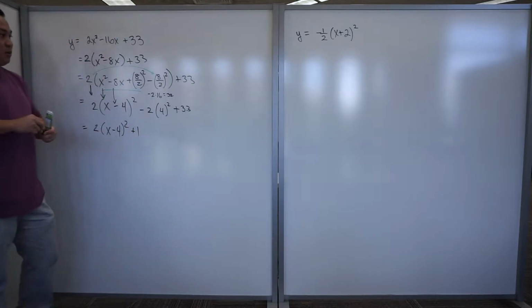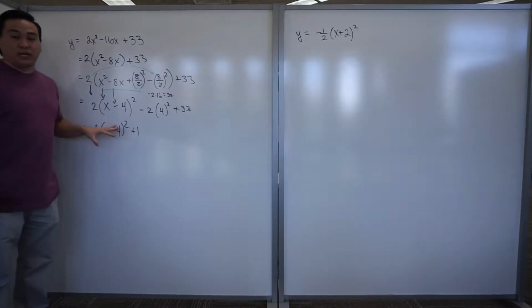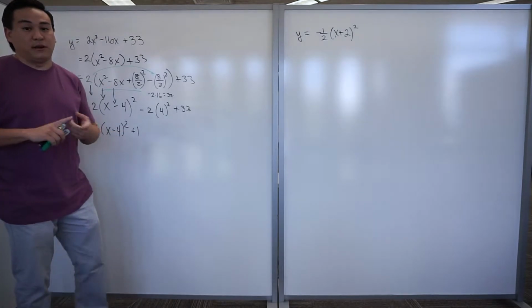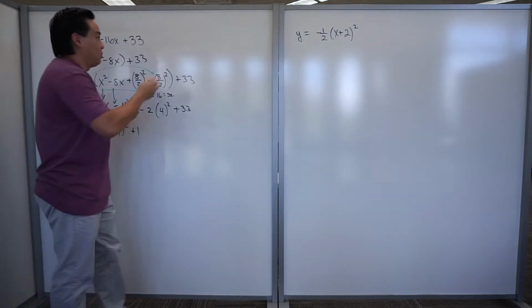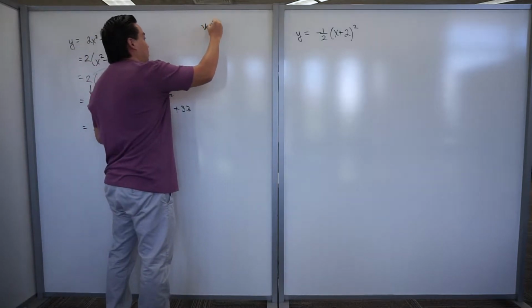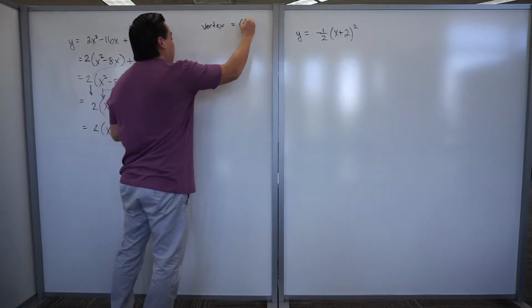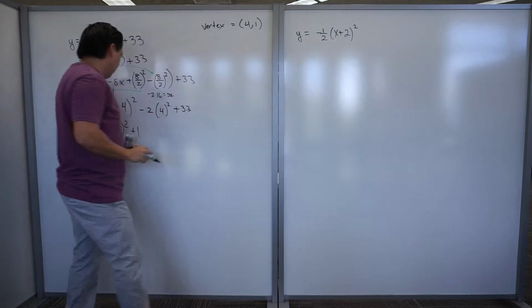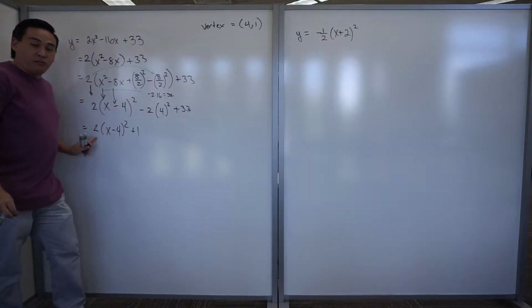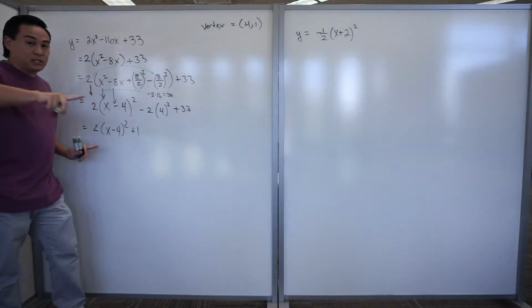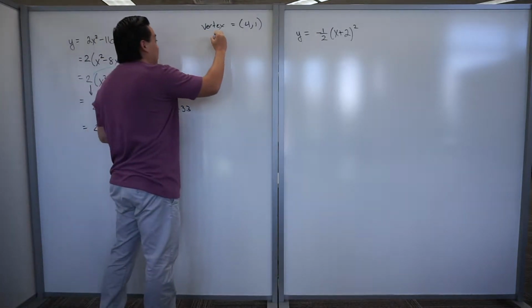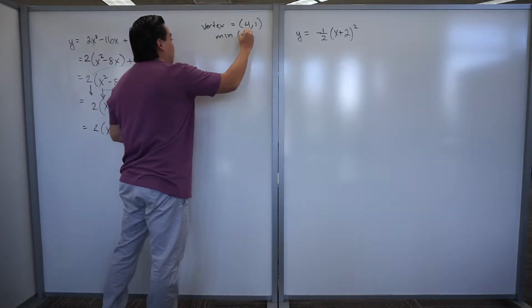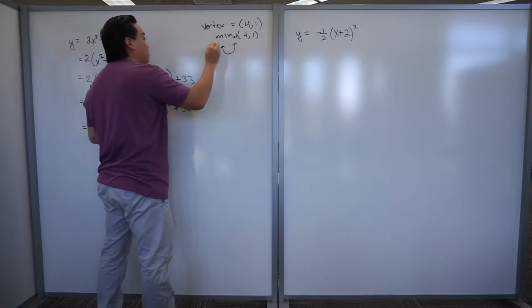Okay. Once it's in this form, let's go ahead and answer all the questions that we need, which is find the vertex. So the vertex here is 4, 1. The a value in the front is positive, so it points up, or the bowl is upwards. So this vertex is a min, because it goes like that.